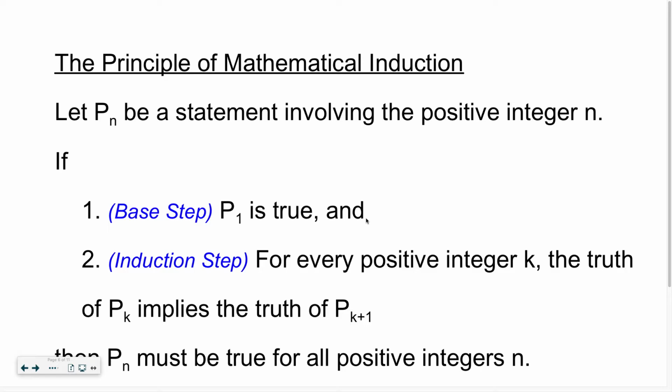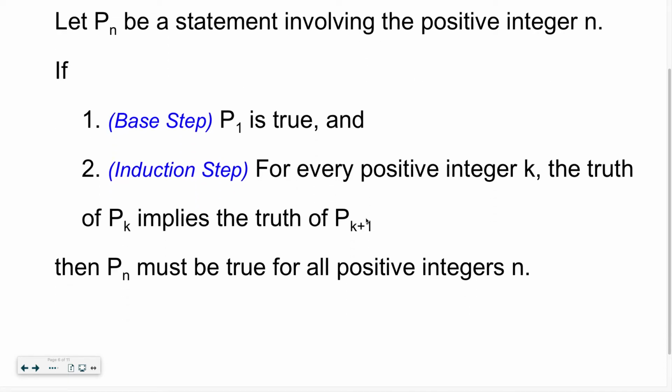You'll have some statement, they're calling it P sub n. We're going to be doing S sub n's because all of ours are going to be series formulas. And we're basically going to do those two steps that I just described with the dominoes. We're going to show that for the base step, P sub 1 is true, that this actually works when n equals 1. So we'll sub in n equals 1, we'll get an answer back out, and we'll say, yes, this is the thing. So we'll prove that the first domino falls over.